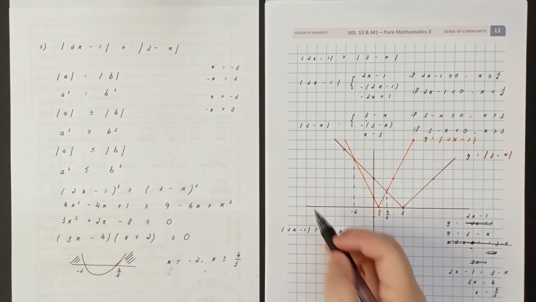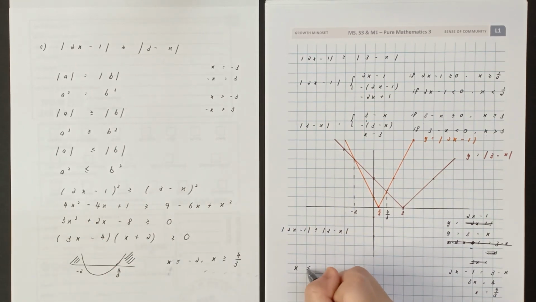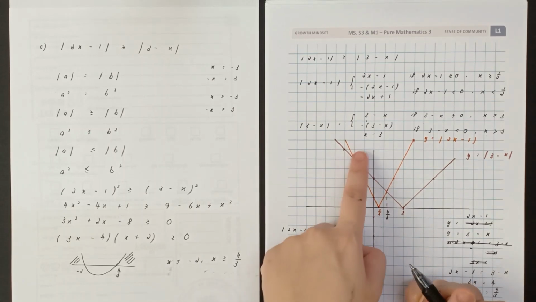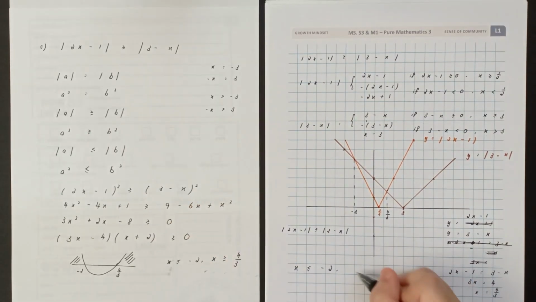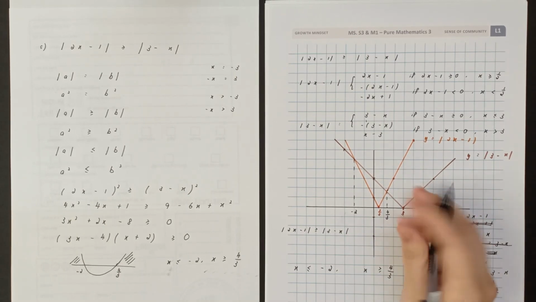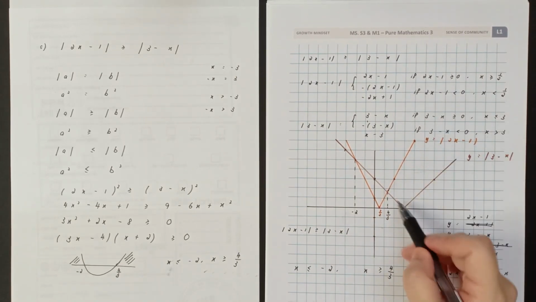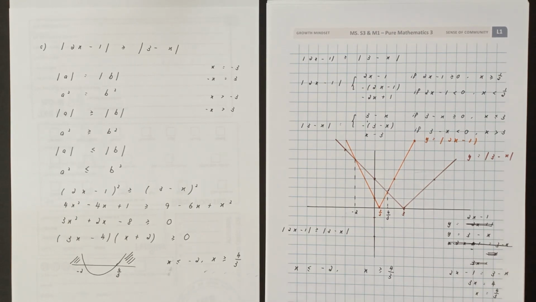Then it will be anything my x lesser or equal to -2. I will get the orange color above the brown color. Then x greater than or equals to 4/3, which is like over this part, I get the orange color above the brown color as well. So this is how we use a graphical way to solve it.